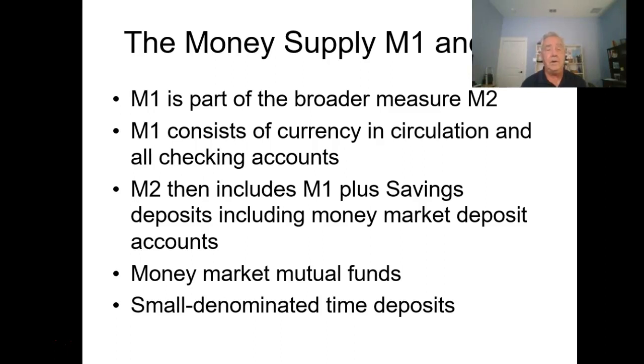So again, M1 is the smaller piece, M2 is the whole Megillah. So M2 includes savings accounts, checking accounts, money in circulation, money market deposits, money market mutual funds, and small denominated time deposits.